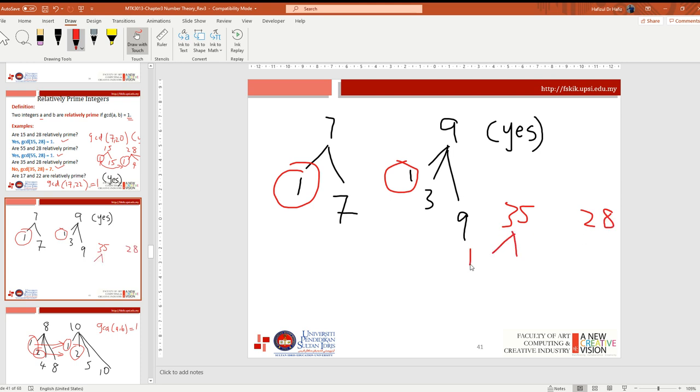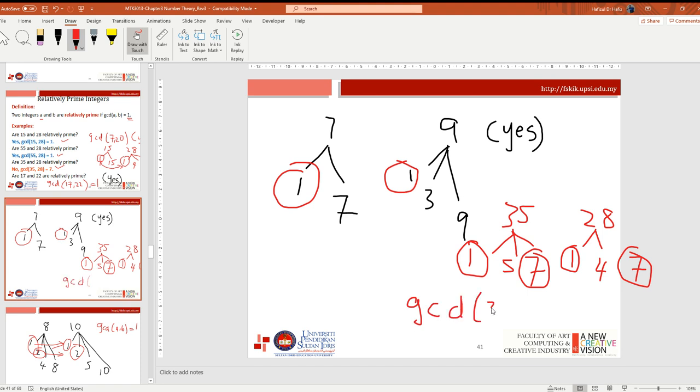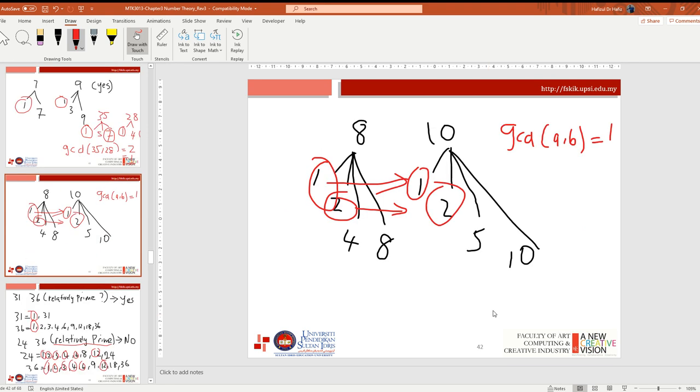Why? We have 1, 5, 7, and 1. There are 2 common. And then the GCD for 35 and 28 is not relatively prime, because the GCD has 2, but we want only 1. Okay, the GCD of 8 and 10, no.